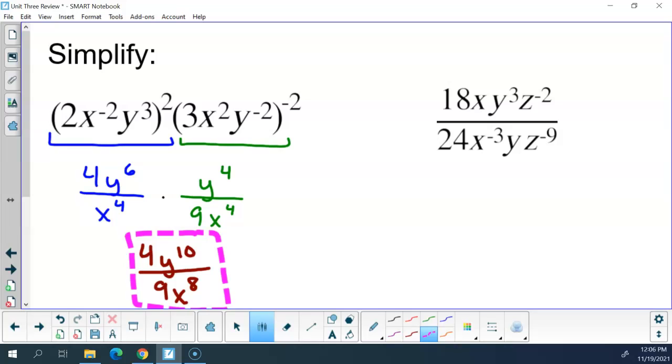Was there a question? Yes, sir. How do we... do we like negative exponents? No. Okay? So this first one is really 2y cubed over x squared, squared.